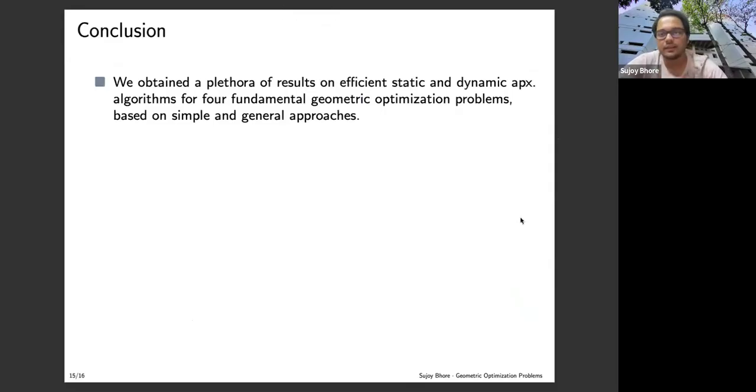Okay, so to conclude, we obtained a plethora of results on efficient static and dynamic approximation algorithms for four classical geometric optimization problems, based on simple and general techniques, in retrospect, of course, because we tried many different complex techniques, and it's nice that the simplicity finally worked. And the same mechanism has an impact on almost all of these related, also sometimes not so related, questions.